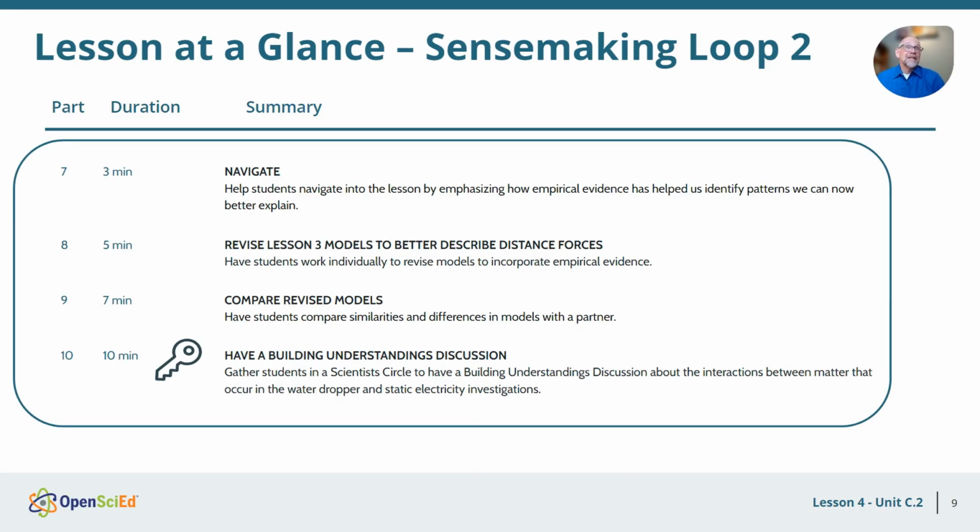In the second loop, we emphasize how the empirical evidence we collected in day 1's investigation helps us to more clearly define static behavior seen in our models. This allows us to revise our water dropper system models using empirical evidence to start to formalize forces within their models. Students will compare models for similarities and differences, leading to a building understanding discussion and to establish agreement on a way to represent force interaction in the system that can account for the evidence we have.